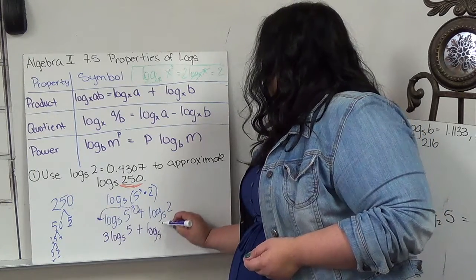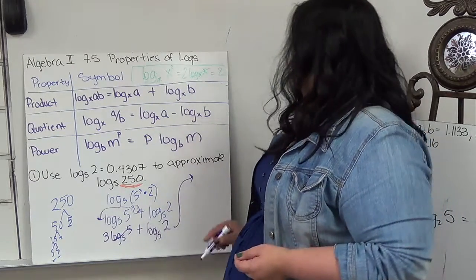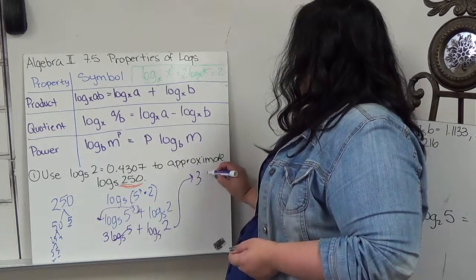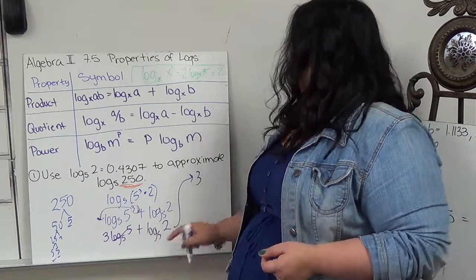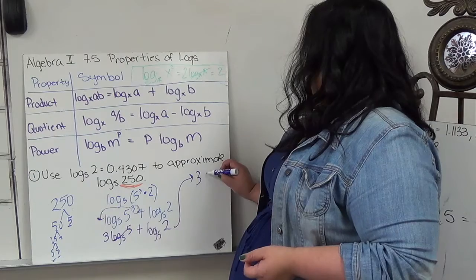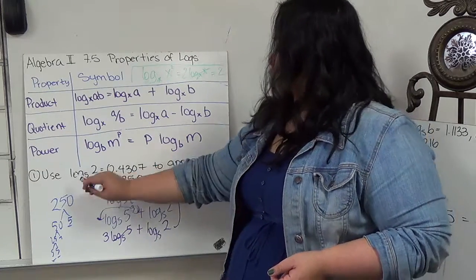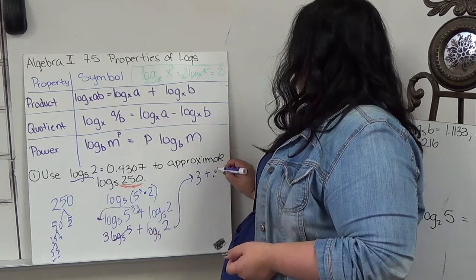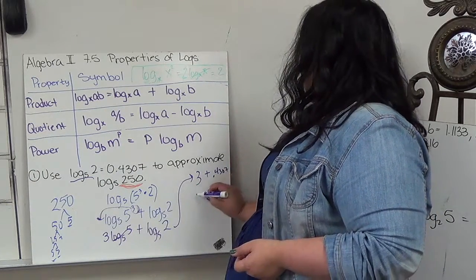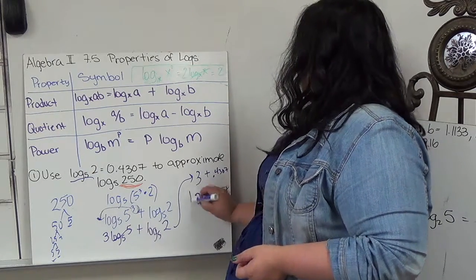This would cancel out, okay? So it leaves me 3, it would cancel out to equal 1, so 3 times 1. This would be 3 plus log base 5 of 2, which is this right here. They give that to us, 0.4307. So the answer would be 3.4307.